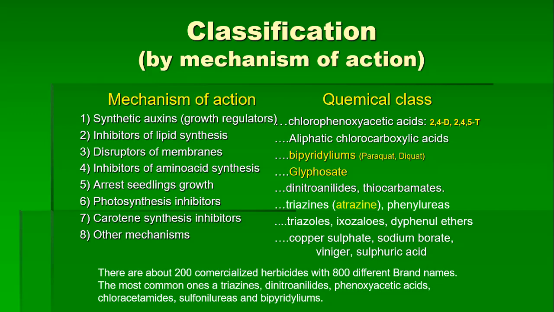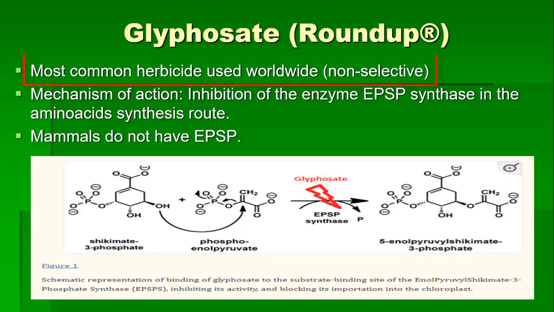And if you may wonder, there are at least 200 different herbicides that are commercialized in the US, with around 800 different brand names. We're going to start with glyphosate, which is the most popular one across the world. This is a non-selective herbicide, meaning it will kill just about every plant. On this slide, we see that it inhibits an enzyme which is specific for plants and is involved in the pathway of the synthesis of amino acids. And because mammals don't have this enzyme, the toxicity of glyphosate is usually very low or even non-toxic.